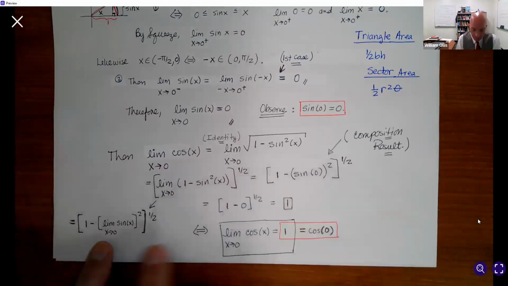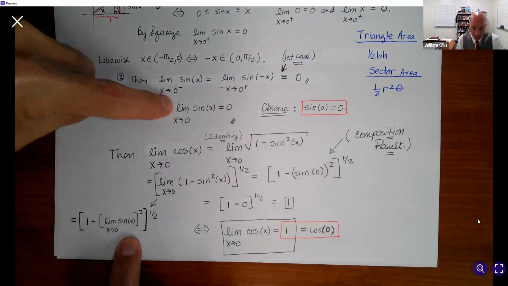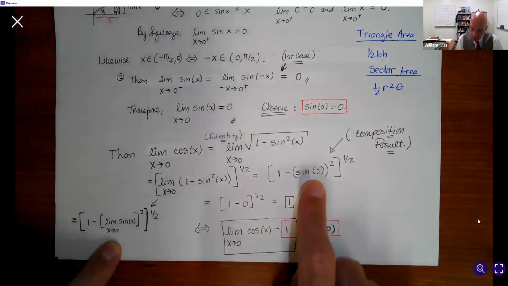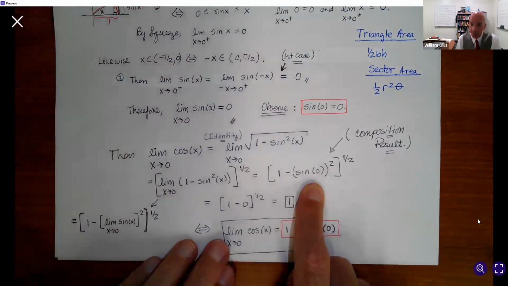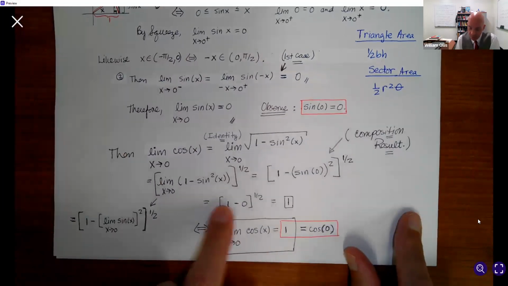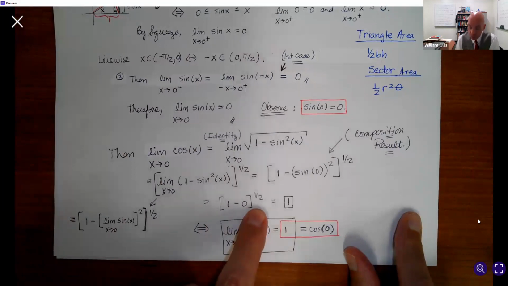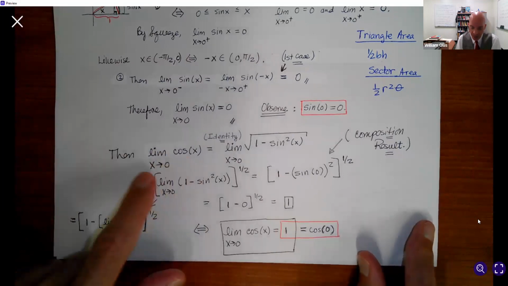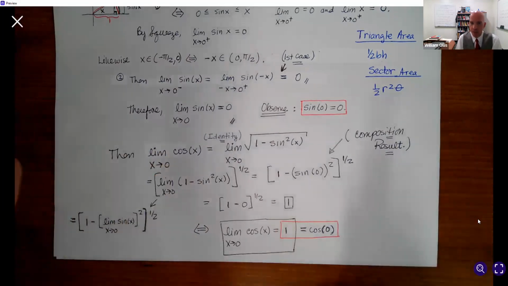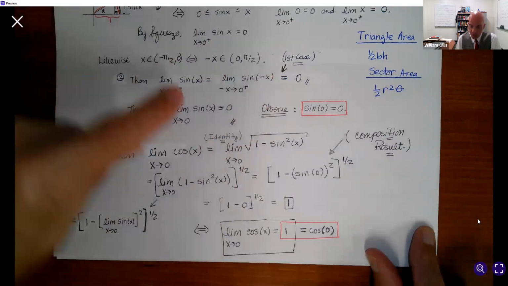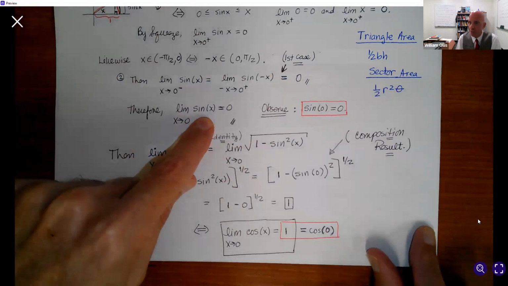And so now this limit we have right here, that is the limit of sine x as x approaches zero, we proved here, and that's actually zero, or sine of zero, as I've written here. Of course, the limit of 1, a constant, is just 1, so we have 1 minus 0, square root, which is just 1. Okay, so the limit for the cosine as x approaches 0 is simple if we use the composition result and the result that the limit as x approaches 0 of sine x is 0.